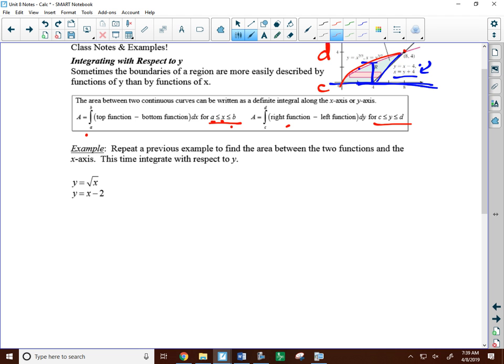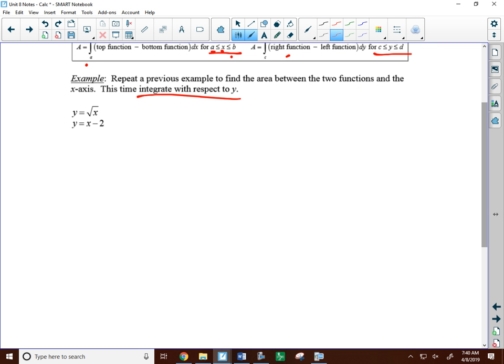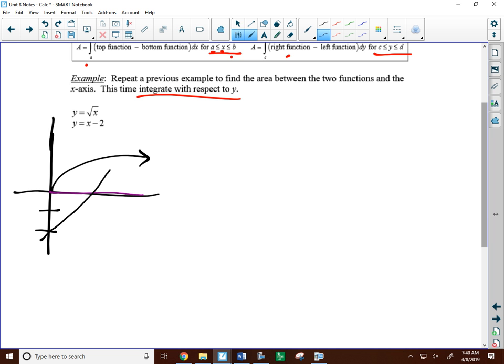Let's try one. This is the one from the previous page, the exact same one. I said we're going to repeat this, but solve for x in terms of y and integrate with respect to y. So let me draw a quick picture of this one. It's the same one from last time, with these two functions. The first thing I did was draw the x-axis, then the square root of x, something like that, and then x minus 2, a line like that.